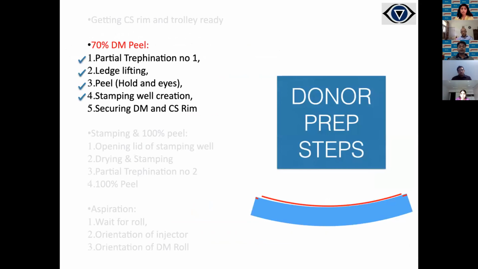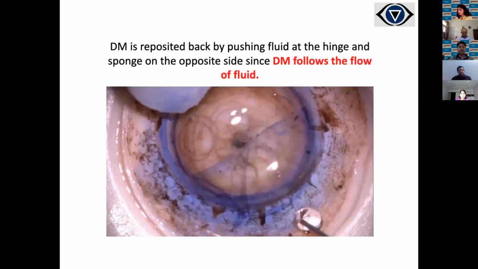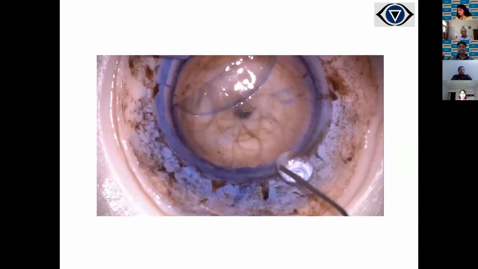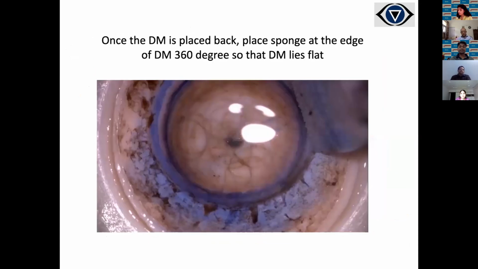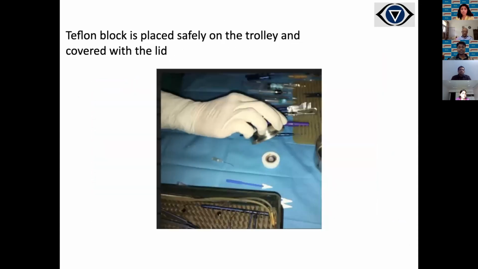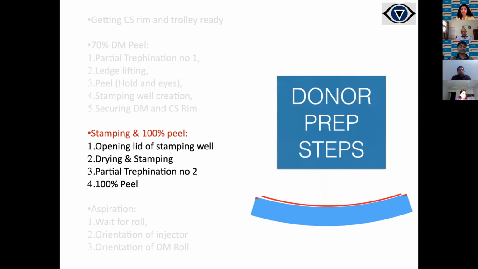Going forward, this Descemet's membrane has already been peeled, and a hole has been created. Use a fluid wave to place the Descemet's membrane back in place, and then use a sponge all over so that the DM lies flat, and then you can store it on the trolley. What I generally do is this step, and then take the recipient cornea and do our descemetorhexis and then do stamping. You can do a straightaway stamping as well.